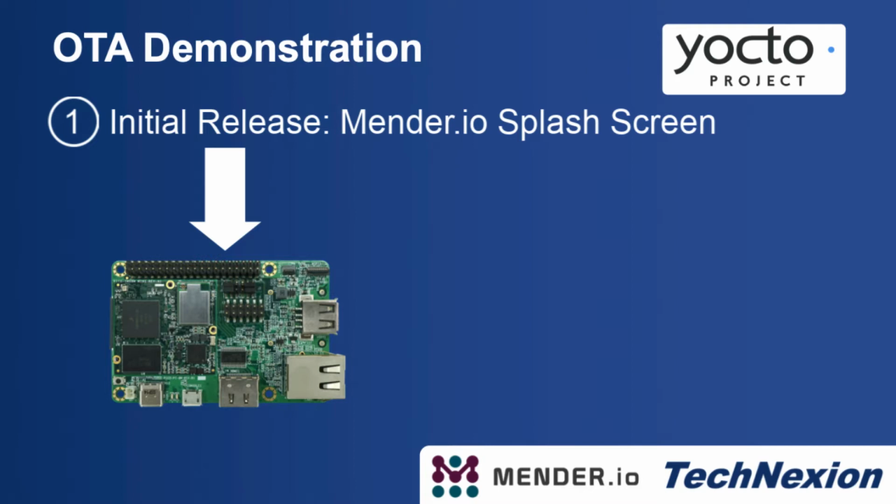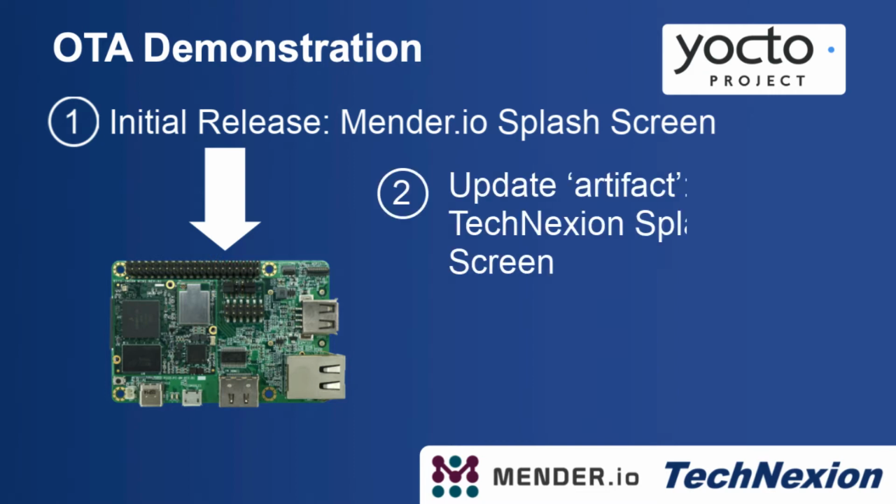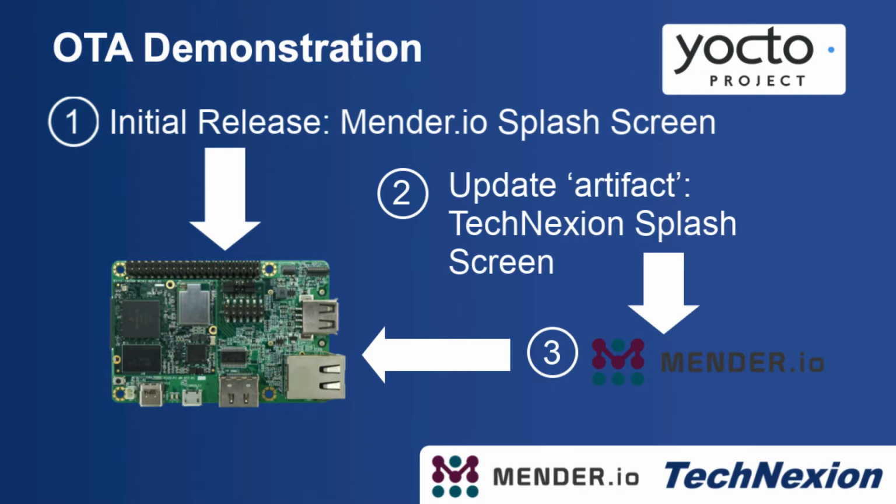This image is built using the normal default Mender integration and has a Mender splash screen when the Linux system boots. I want to change that logo to a TechNexion logo, so I've built an update called an artifact in Mender terminology, which is just a specially packaged image. I'm going to upload that to the Mender server and make a deployment out of it. That deployment will update the software and then reboot the board, and you should see the TechNexion logo on the splash screen.